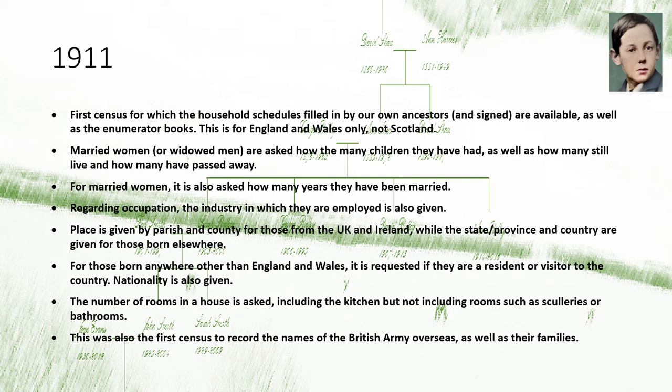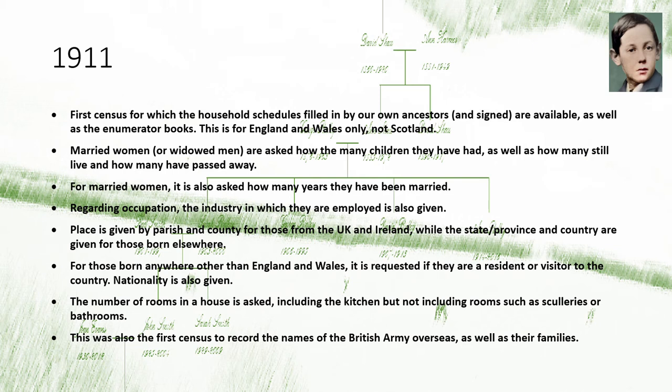Married women or widowed men are asked how many children they have had, as well as how many still live and how many have passed away. So in the main marriage of focus, if they're married, it asks how many years married, and it also asks of this marriage how many children have been born, how many have died, which is a really interesting, again, a social question, because you realise how many of their children our ancestors lost during the late 19th century.